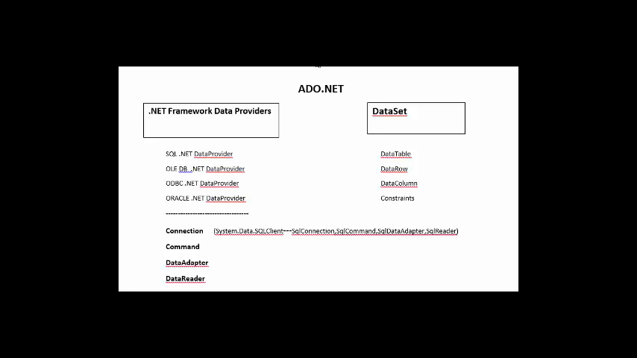Again, the two main components of ADO.NET are the .NET Framework Data Provider and the DataSet. These two main components of ADO.NET are for accessing and manipulating data that is in relational systems or non-relational sources. And these are the .NET Framework Data Provider and the DataSet. Again, the .NET Framework Data Provider.